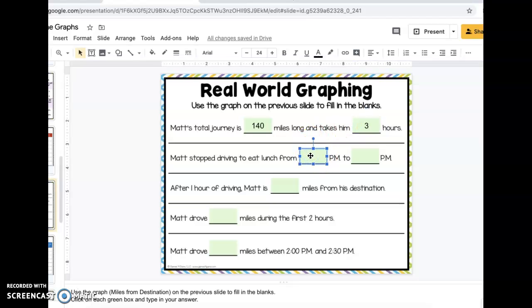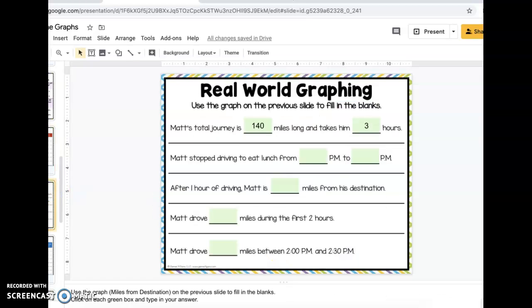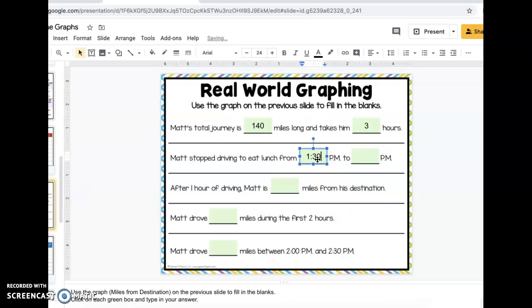Where did Matt stop to eat lunch? Well, I'm looking at my little graph here, and I'm looking for places where the miles plateaued and there wasn't a change. So I noticed there's a change here because it decreases. It decreases here. I noticed that he doesn't cover any distance between 1:30 and 2:30. That makes me think that he had his lunch at that time. So his lunch was from 1:30 and it ended at 2 p.m.